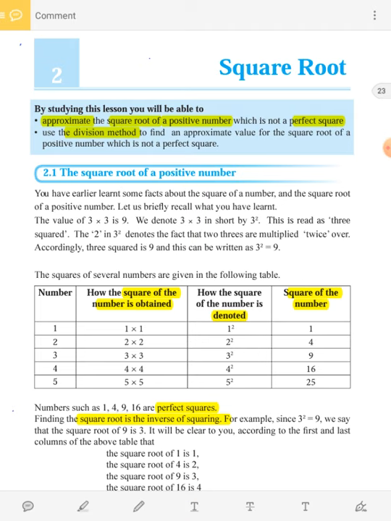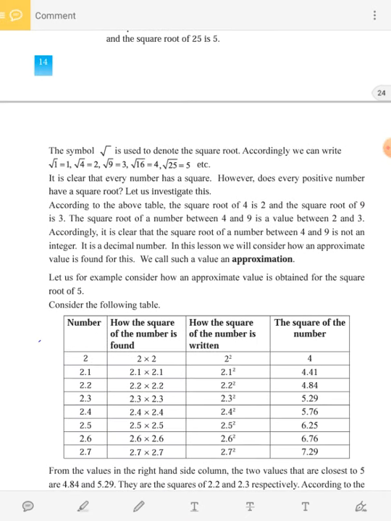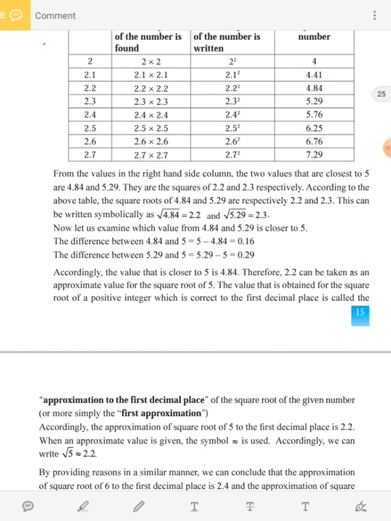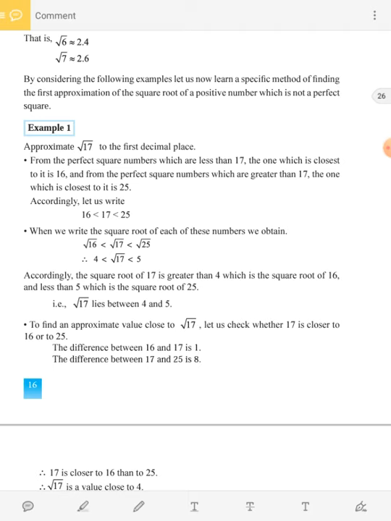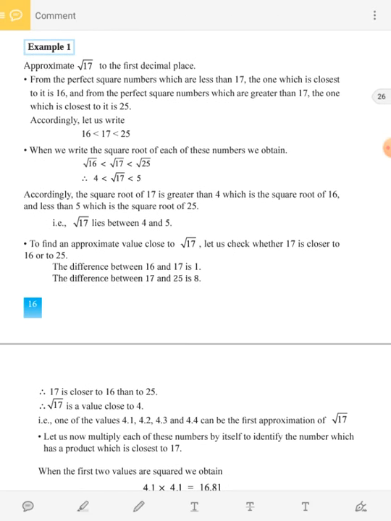Last class we learned how to approximate the square root of a positive number which is not a perfect square. So basically we have done the first approximation. Today we are going to do two examples. Example 1. Approximate the square root of 17 to the first decimal place.